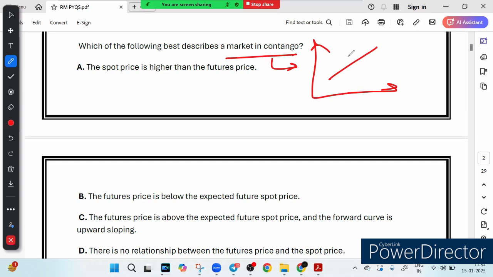Backwardation is the opposite of contango. So on one side you have contango, on the other side you have backwardation. Backwardation is where the spot price is higher than the future price. There is always a relationship between the spot and future price, whether in contango or in backwardation. Understanding this concept is crucial for derivative and commodity trading.